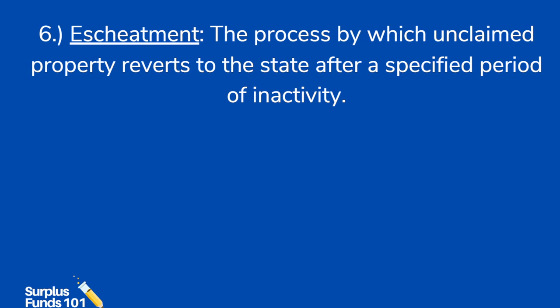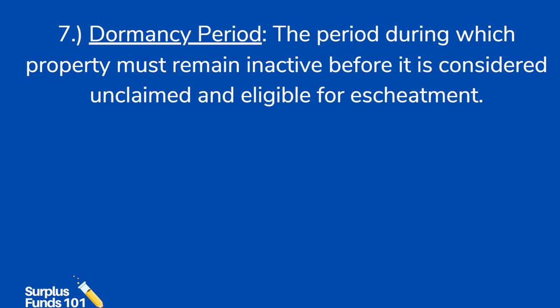Now, on to number six, escheatment. This is the next step. It's the process in which the unclaimed property reverts to the state after a specific amount of time of being inactive at the holder level. Number seven, the dormancy period. The dormancy period is the time during which the property must remain inactive. It is considered unclaimed and ineligible for escheatment.